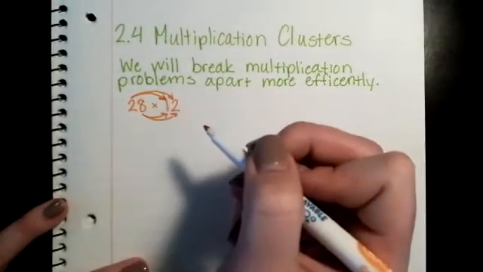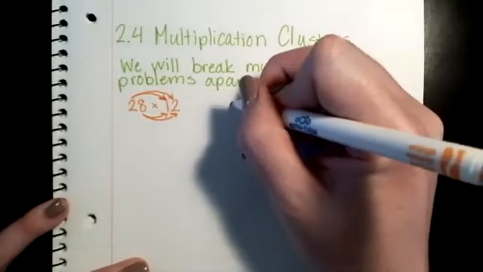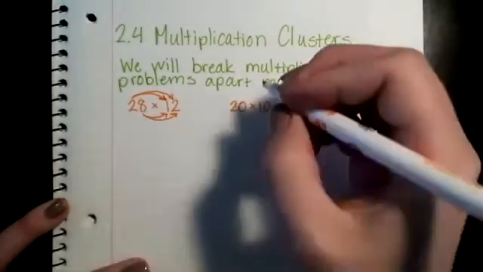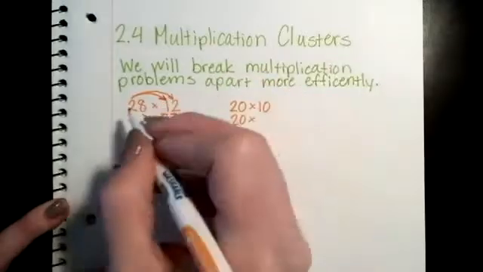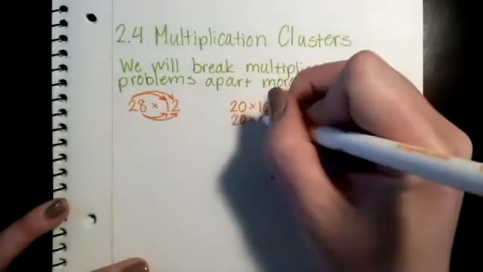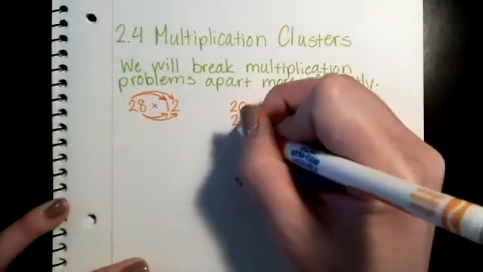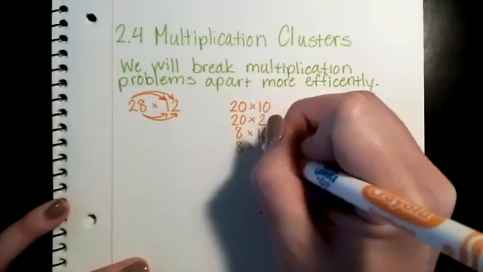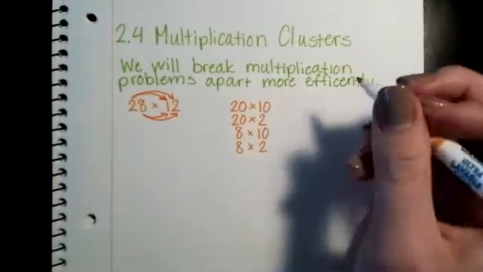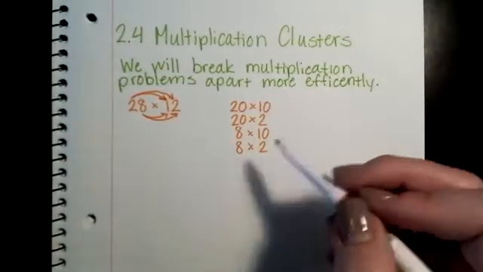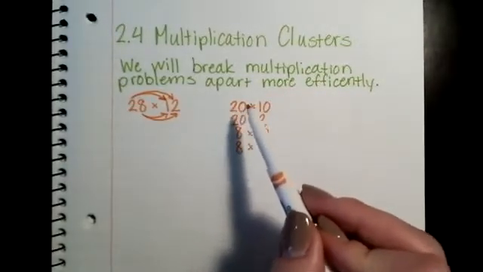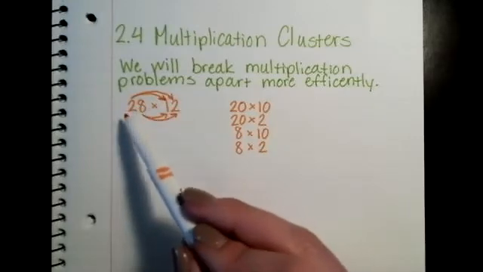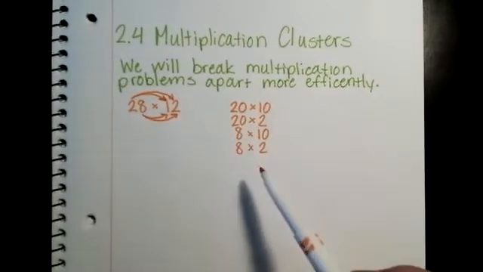Okay, so if I drew all of those out, that would be 20 times 10, that's here and here. And then 20 times 2, that's the 20 and this 2. Then 8 times 10 and 8 times 2. Now this is our break apart model, right? We're breaking apart all of the pieces of both of these numbers. We're breaking both of them into 10s and 1s, and we're going to solve each one.